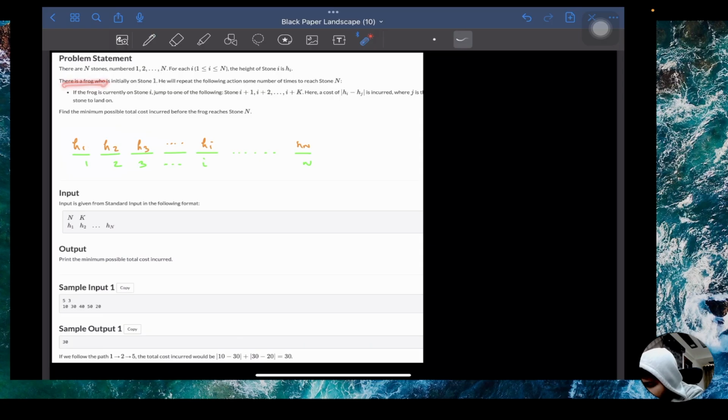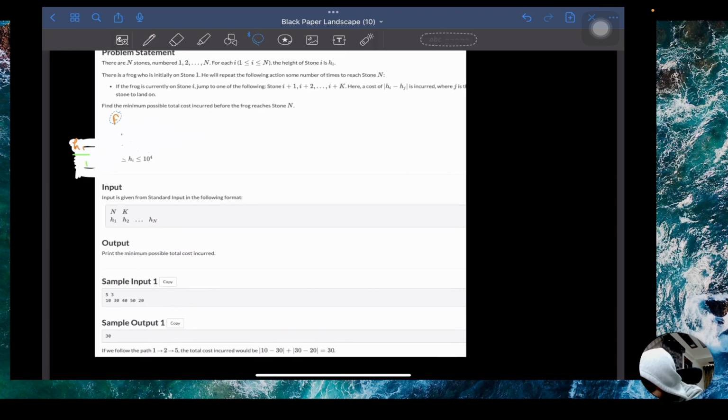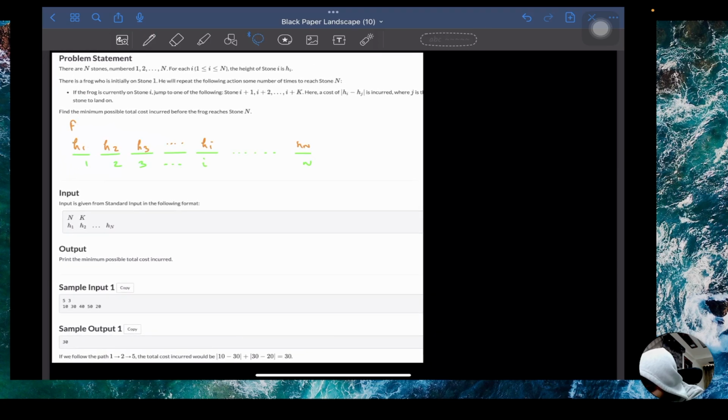There is a frog who is initially at stone number 1. So the frog is sitting at stone number 1. He will repeat the following action some number of times to reach the stone n. So in order to reach the stone n, the frog eventually wants to reach stone number n, right? For reaching stone n, the frog can do some actions some number of times.